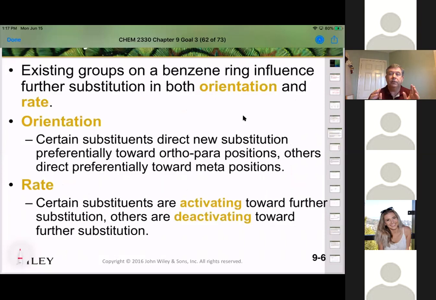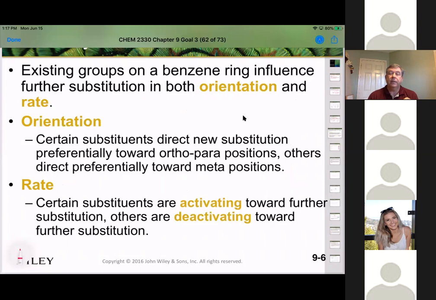these reactions change their rate and orientation based on whether or not the group helps that positive charge or hurts that positive charge. And so anything that has a partially positive charge or positive charge is deactivating toward further substitution or slows the reaction down, okay? So orientation is where it goes, rate is how fast it goes, right?